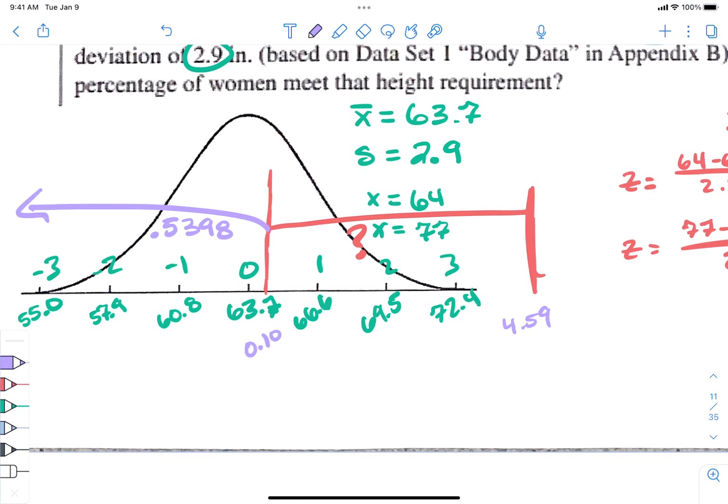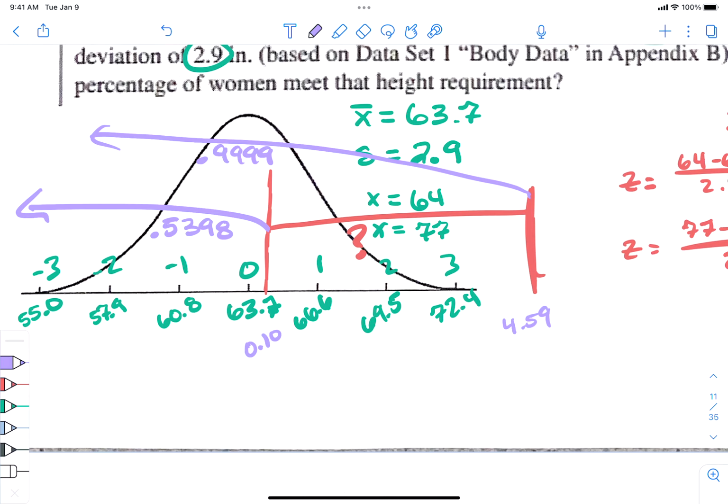53.98%. Okay? Then if we look at 4.59, we don't even have a 4.59. Anything bigger than 3.5 is 0.9999. So 99.99% are going to be lower than that person, right? Which makes sense. 99.99% of women should be below 6 foot 7 inches tall, right? You'll sometimes have a person over that, but not very often.